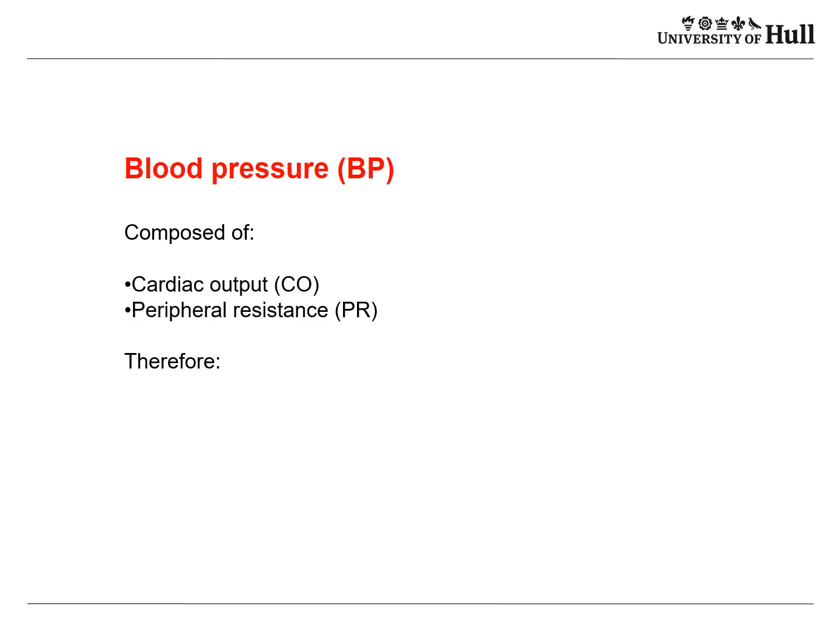Therefore, blood pressure equals cardiac output times peripheral resistance. So you can see that the higher the cardiac output and the higher the peripheral resistance, the higher the blood pressure. So cardiac output and peripheral resistance can be used to control blood pressure.